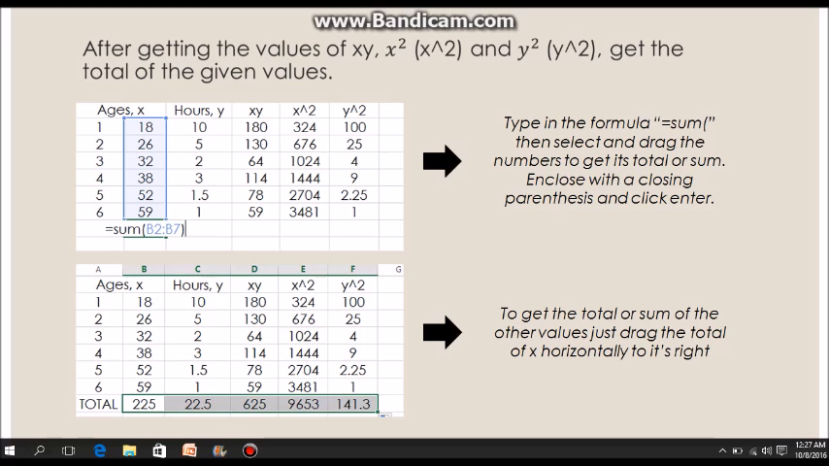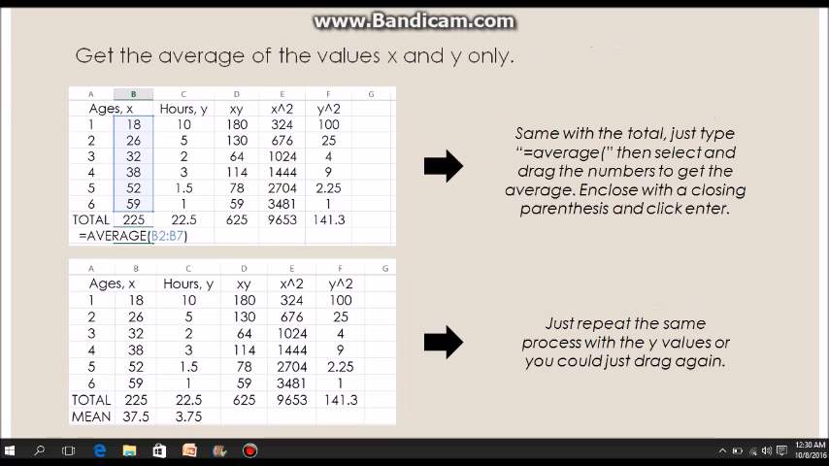After getting the values of xy, x squared, and y squared, get the total of the given values. Type in the formula bar equals SUM, open parenthesis, then select and drag the numbers to get the total or sum. Close with the closing parenthesis and click enter. To get the total of the other values, just repeat the same process or drag the total of x horizontally to the right.